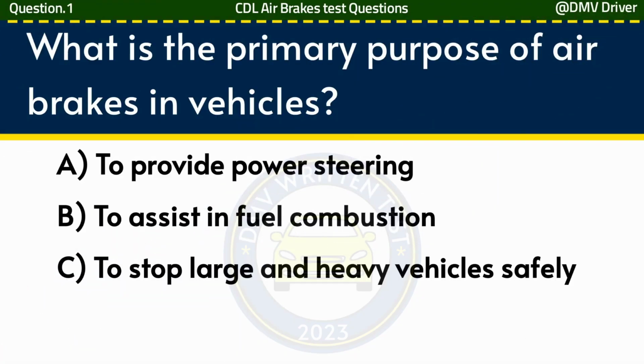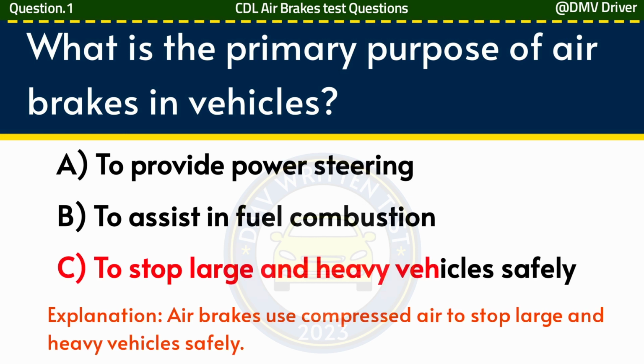Question 1. What is the primary purpose of air brakes in vehicles? A. To provide power steering. B. To assist in fuel combustion. C. To stop large and heavy vehicles safely. The correct answer is option C. Air brakes use compressed air to stop large and heavy vehicles safely.